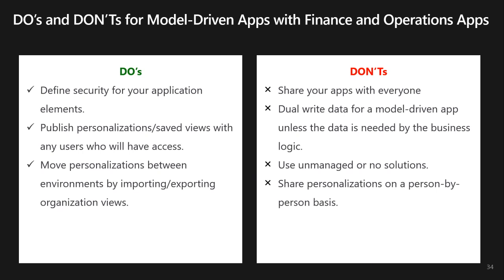It's really important that you have a good application lifecycle management story for your model-driven apps and that you kind of figure out any sort of build automation that you want and kind of what that ALM looks like in combination with your finance and operations. And we don't recommend that you share personalizations on a person-by-person basis. Obviously, if you've got some exceptions to handle, that is an option, but it's not a great way to all-up manage your personalizations and saved views.